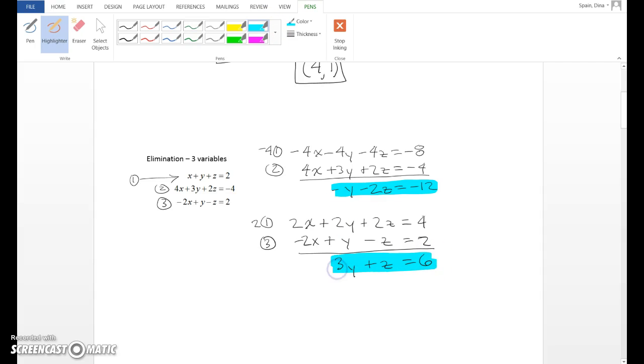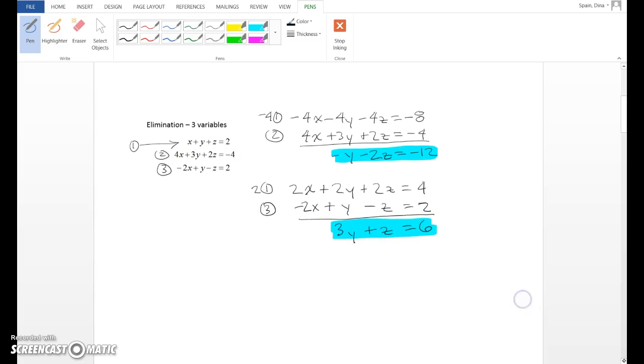Alright, so now you can see we have a 2 by 2 system. I've boiled it down now to a 2x2 system, and I'm going to rewrite that so I can try to solve that. When I solve this 2x2, I'll have an answer for y and z. Then I'm going to back substitute to figure out what my x is. Alright, here's my 2x2 system. Negative y minus 2z equals negative 12, and then I'll have 3y plus z equals 6. Alright, that's my 2x2 system there.